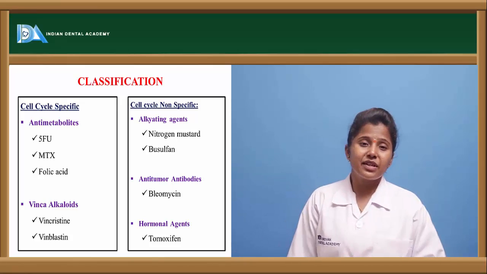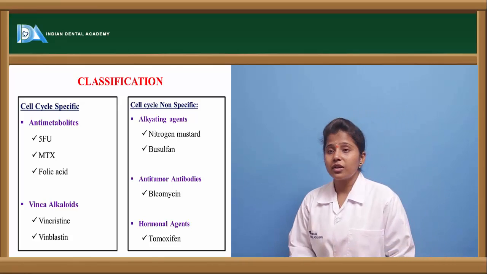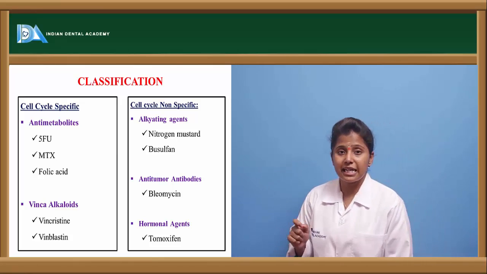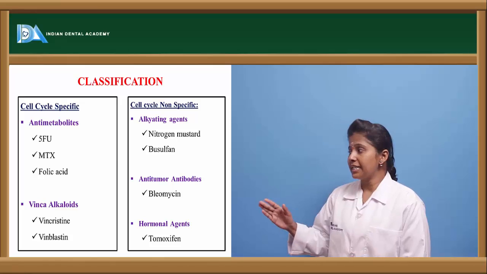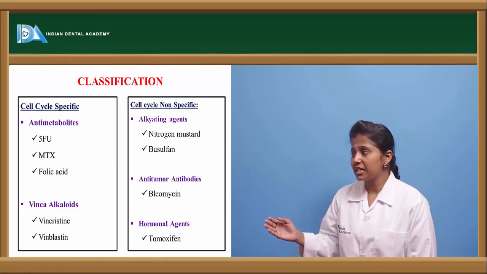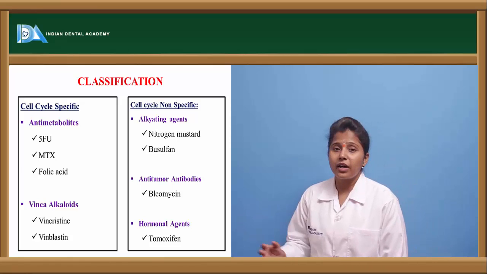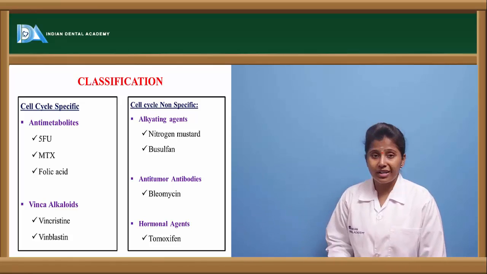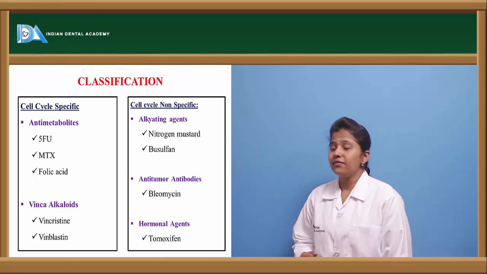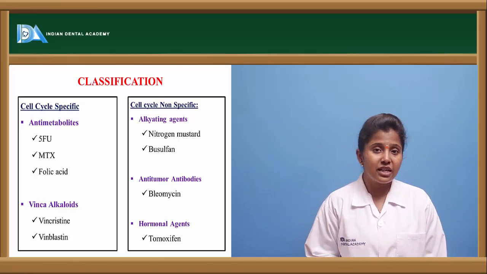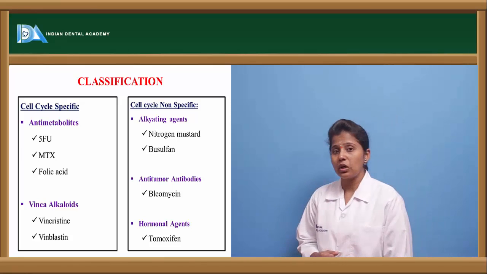Let us see the classification of few of the drugs. As I told you, cell cycle specific, where only a single phase in the cell cycle is inhibited, and cell cycle non-specific. So we can see drugs like anti-metabolites. Anti-metabolite drugs include 5-fluorouracil, methotrexate, folic acid, and vinca alkaloids like vincristine and vinblastine. These are naturally occurring plant alkaloids, indole alkaloids.